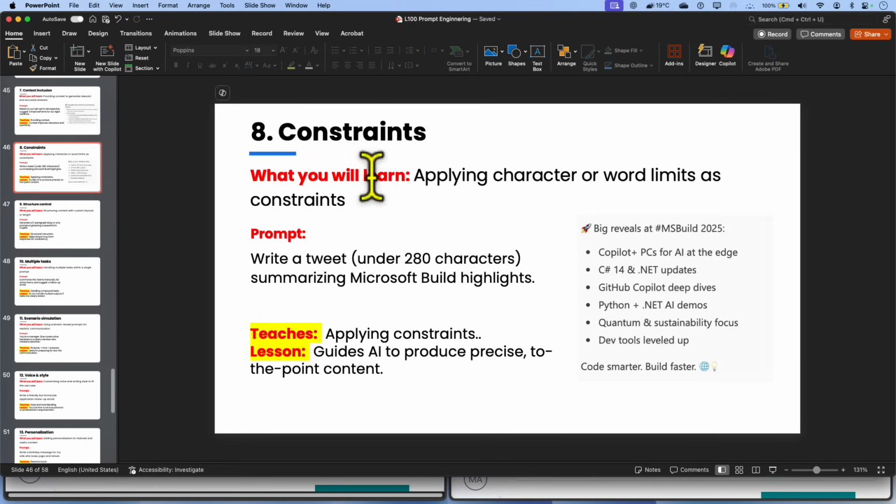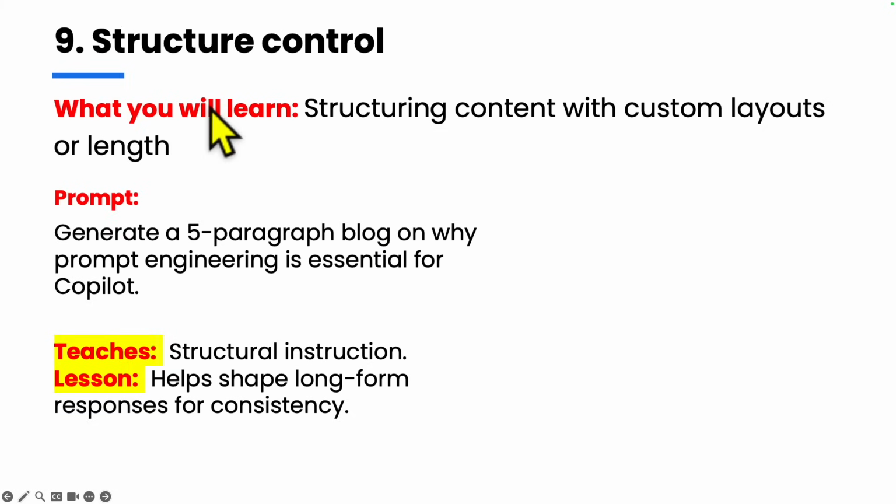The last one, what we learned is constraints. We learned how to apply constraints, and that when you guide AI to produce precise, to-the-point output with constraints, it actually follows your instruction thoroughly. So add those sorts of constraints or elements when you define your prompt. The next one is learning about structure control. Here we are going to learn about structuring the content with a custom layout or length. So you need to have that clear goal in your mind: this is exactly what I want.